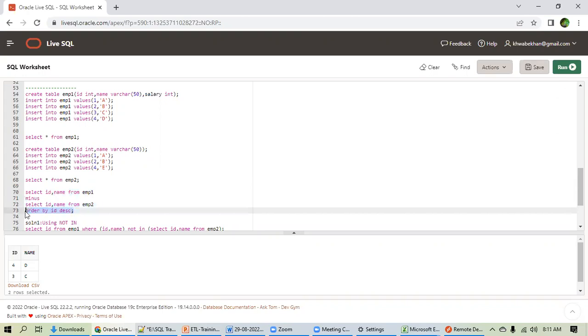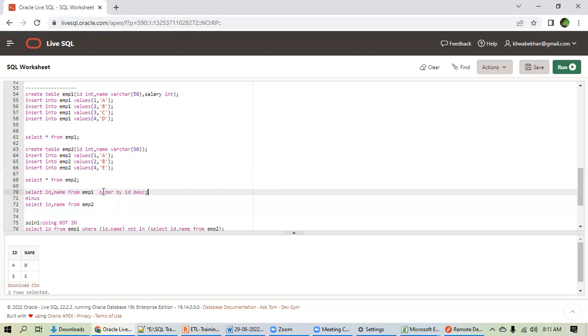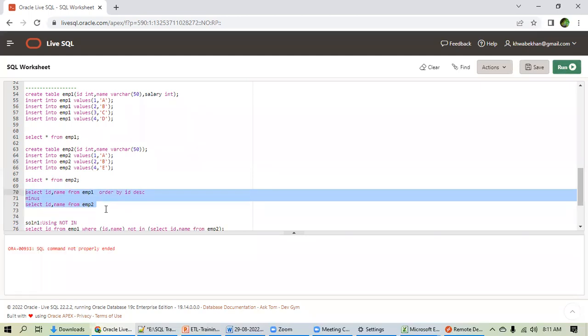But if you write this order by here, we are telling the SQL engine to sort this ID and name in descending order and then compare with this. In this case, it will show an error message and it will not work. So be careful while using order by in minus. Is this clear? Any question? Okay, fine. I think it is clear.